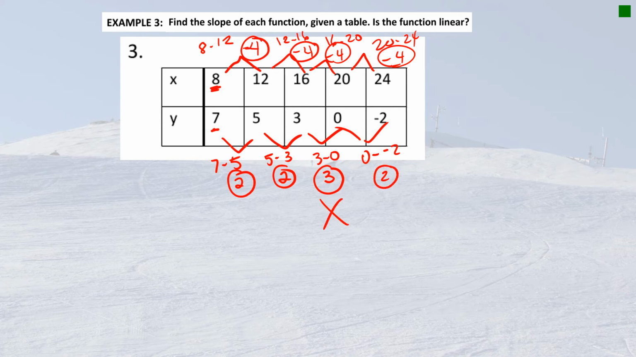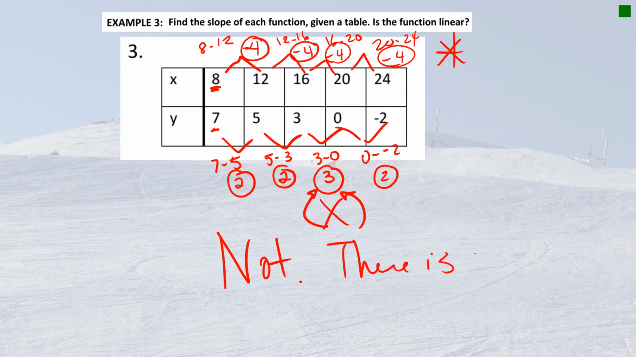Okay, I have a problem here. This 3 doesn't make the rate of change constant. Because my x values are all negative 4, I was expecting my y values to all be the same, and once the pattern of 2 started, that's what I believed it would be. So this is not linear because there is not a constant rate of change.